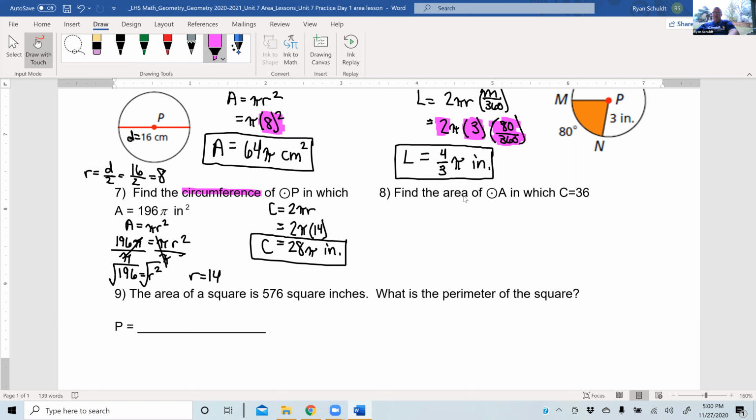Okay, next one. Find the area of circle A. I think I'm missing a pi somewhere. I need to put a pi right here. In which the circumference is 36 pi, we're going to say inches. Okay, so we need area. Area is pi r squared. But they give us circumference, which is 2 pi r. So I'm going to plug in what I know for circumference. 36 pi equals 2 pi r.